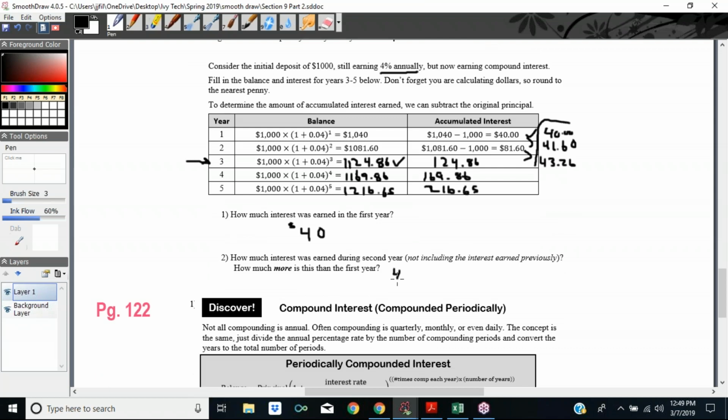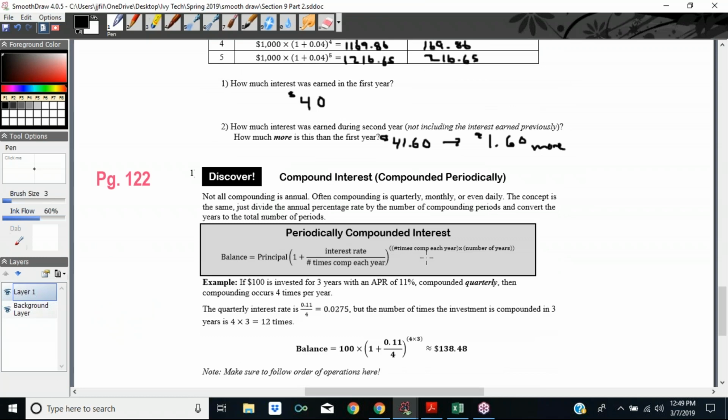And so we did this one already. $41.60 for year 2. That's $1.60 more. So how much more is this than the first year in that case?